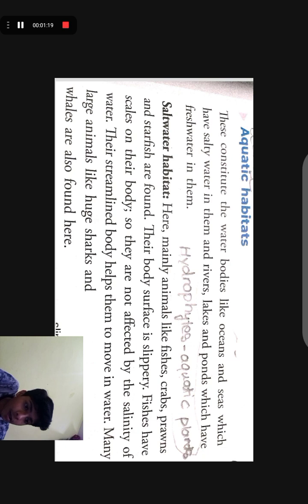This is also true of birds. Birds have a streamlined body which offers least resistance to the flow of air past their bodies. This helps them to move in air easily and rapidly. Okay. Next, many large animals like huge sharks and whales are also found here.